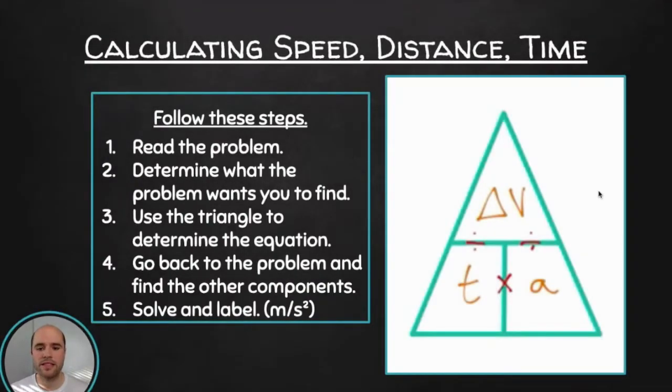So again, the steps, nothing has really changed. In order to do these problems, as hopefully you've been doing this week, all you need to do is first read the problem, then determine what the problem wants you to find. Use the triangle to determine the equation. Remember, you would cover up the one that you're trying to find. So if I'm trying to find acceleration, I'm left with triangle V over T, so on and so forth. Then you go back to the problem, find the other components, and finally solve and label.